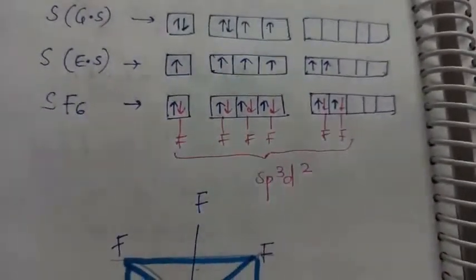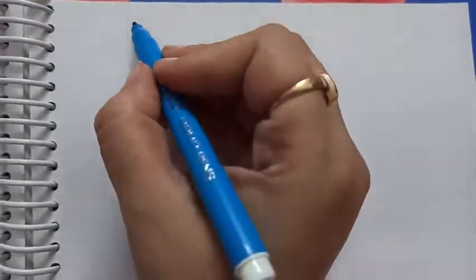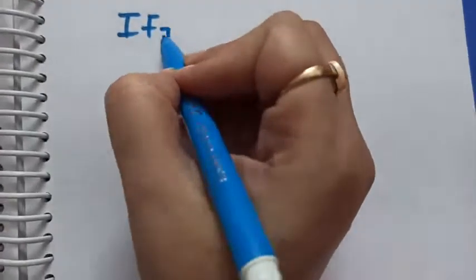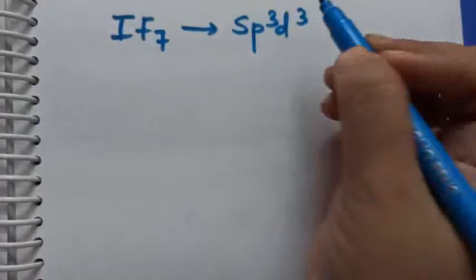SF6 molecules. Now we are left with the last example of hybridization, that is IF7 molecule, and it shows sp3d3 hybridization. So again this is very easy.